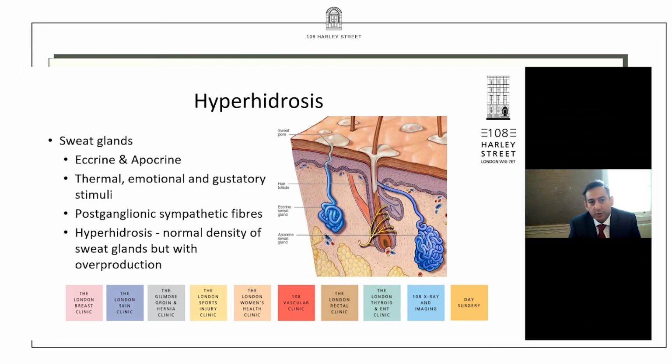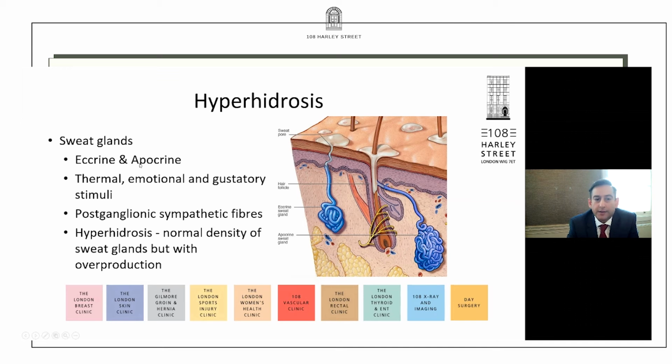To understand hyperhidrosis, I'm going to take you back to a bit of anatomy and physiology. So sweat glands are plentiful in the human body. We have about 3 to 4 million sweat glands on us. They are essentially exocrine glands which secrete sweat. The sweat is actually formed in the pit of the gland and released by vesicles onto the skin.